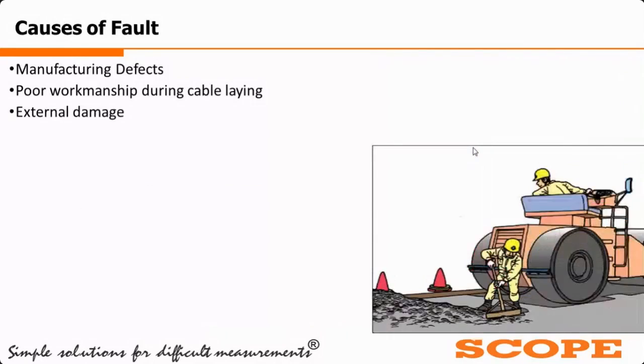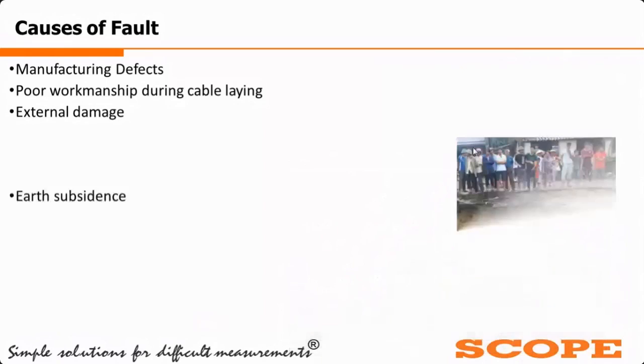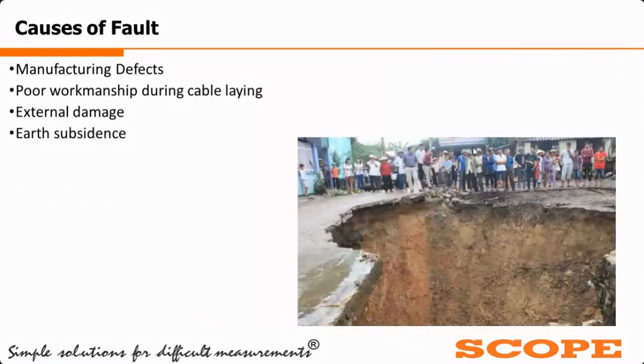The next one is external damage due to road construction and infrastructure development. Due to this type of external damage the cable gets damaged, and faults occur in the cable. The next one is earth subsidence or landsliding. Here the picture is self-explanatory. You can see that due to the earth subsidence, the cable is damaged.